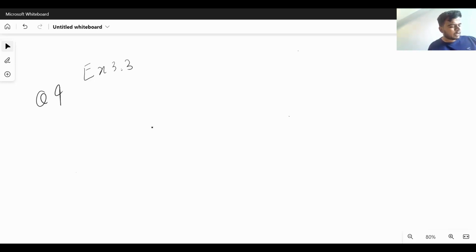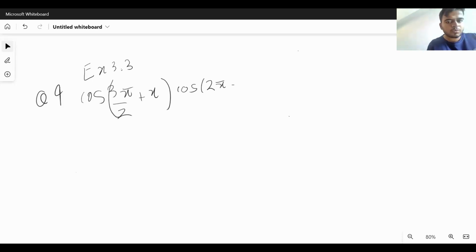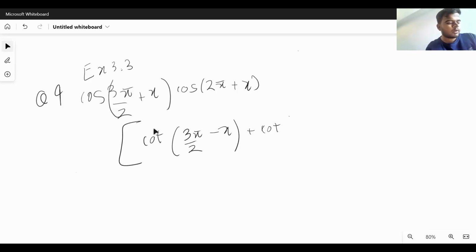Right? So question number 9 is that we have to prove again: cos(3 pi by 2 plus x) cos(2 pi plus x) [cot(3 pi by 2 minus x) plus cot(2 pi plus x)] is equal to 1. Correct? This is something that we are asked to prove.